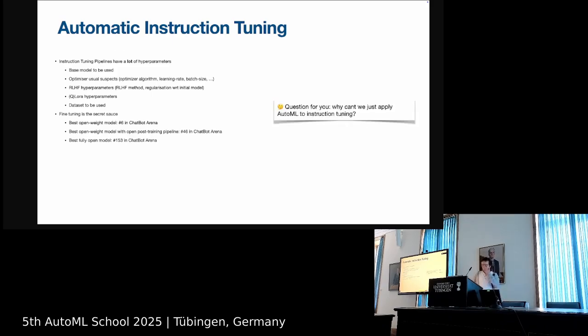Okay, and now I have a question for you. Why can't we just apply AutoML, like the best hyperparameter optimization that Chatbot Arena recommended us, to this problem? It will select the best RLHF hyperparameters, dataset, and so on.